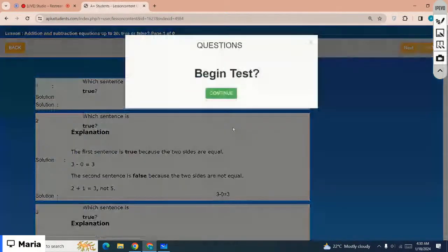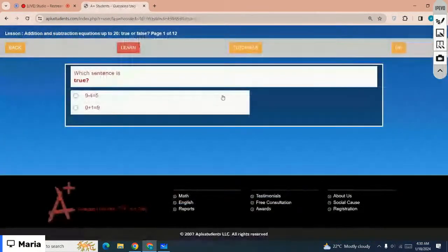Okay, which sentence is true? Option 1, 9 minus 4 is 5, and the second one, 0 plus 1 equals 9. So which is the correct option?